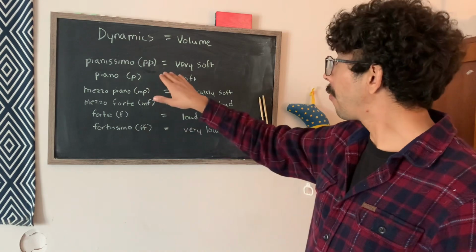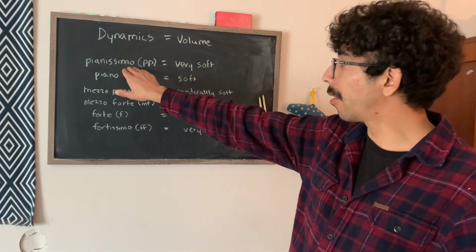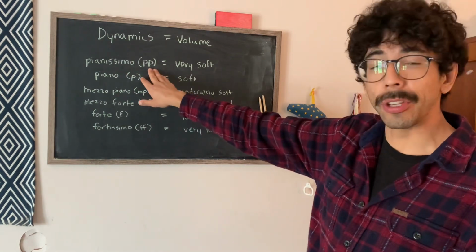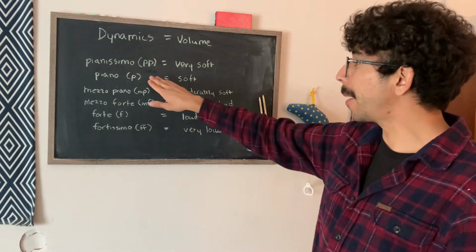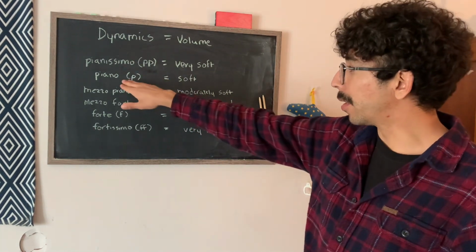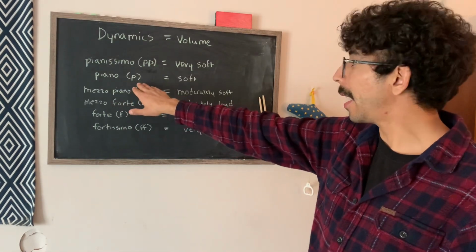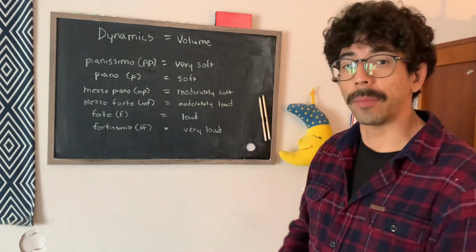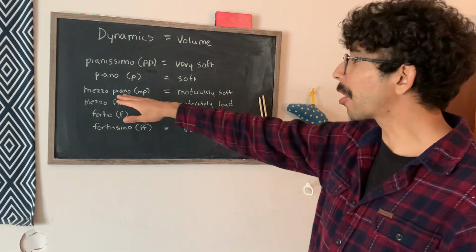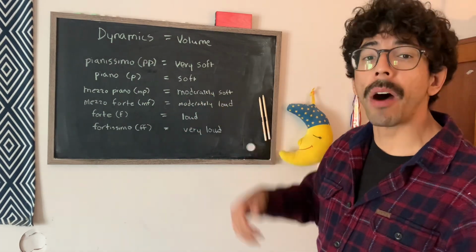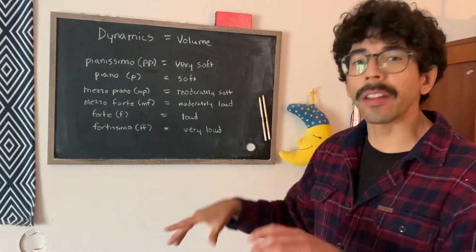Well, we're starting off with very soft, and the term for that is pianissimo, and you'll see it on sheet music as PP. The next step up is soft, which is piano, or you'll see it again just as a P on sheet music. Then we make our way to mezzo piano, which is MP, and that means to play moderately soft. So this is kind of the mid-range.